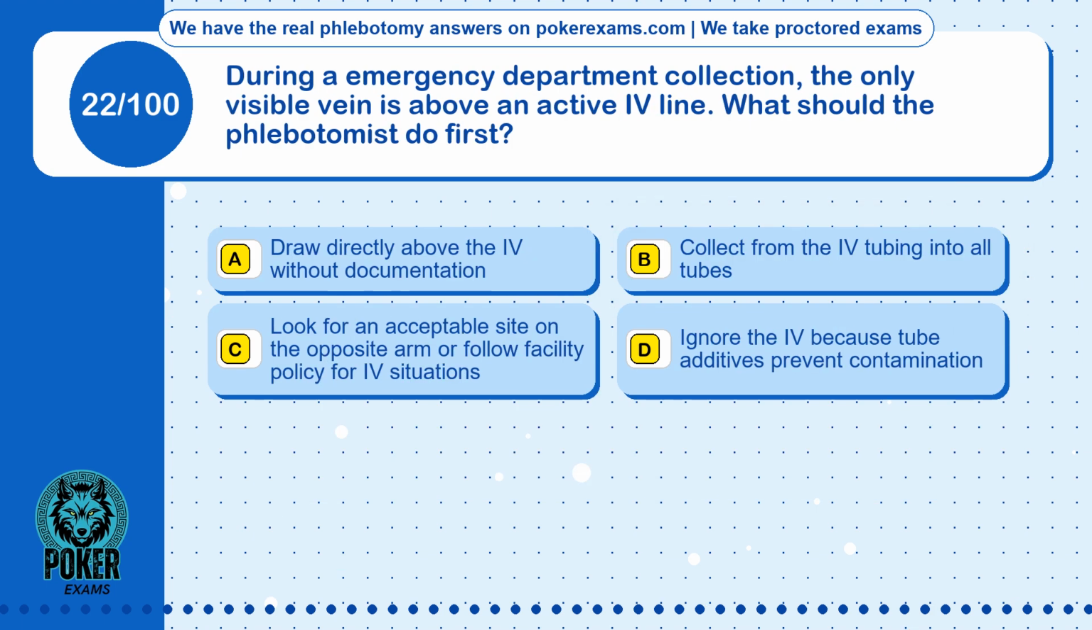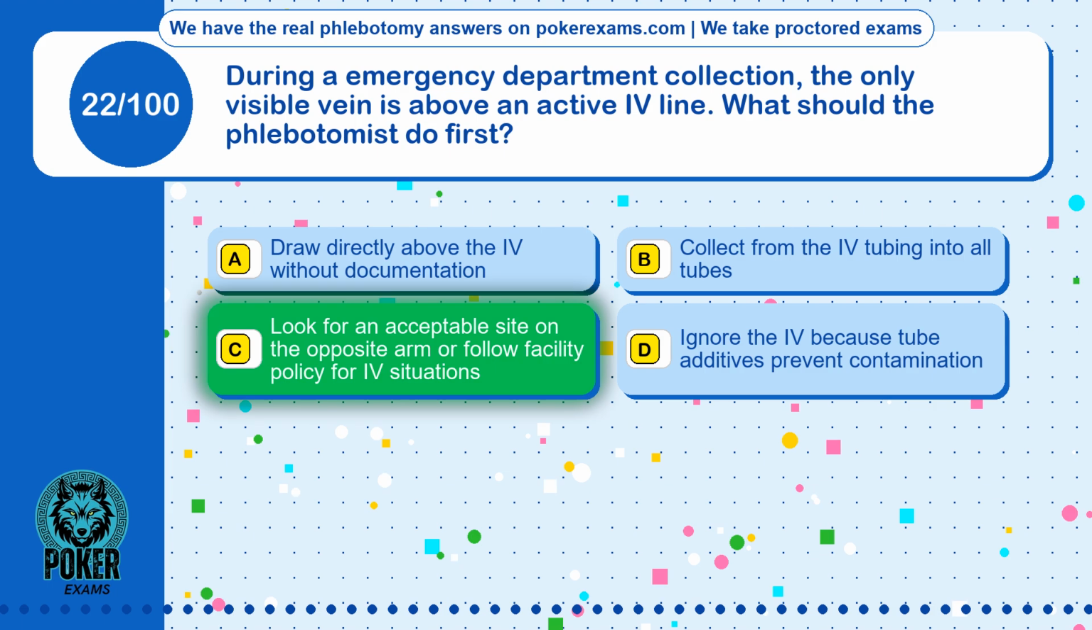Question 22. During an emergency department collection, the only visible vein is above an active IV line. What should the phlebotomist do first? Option A. Draw directly above the IV without documentation. Option B. Collect from the IV tubing into all tubes. Option C. Look for an acceptable site on the opposite arm or follow facility policy for IV situations. Option D. Ignore the IV because tube additives prevent contamination.